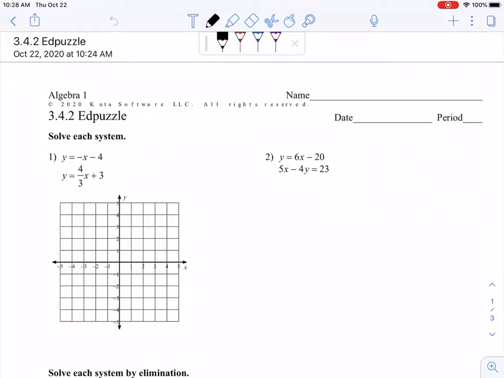All right, we're going to be taking a look at 3.4.2. This is just a continuation of 3.4. We'll do a couple problem-solving systems, one with graphing, one with substitution, just as a refresher, and then we will work on solving using elimination.